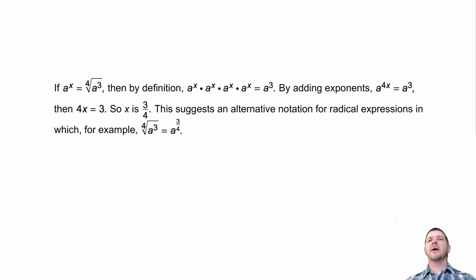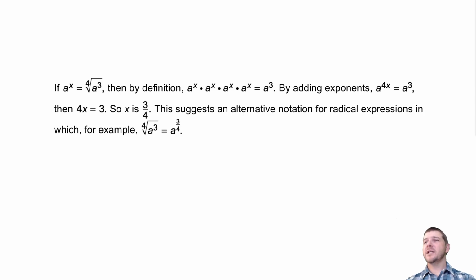If a to the x power equals the fourth root of a cubed, then by definition, a to the x times a to the x times a to the x times a to the x equals a cubed. By adding exponents, that would mean that a to the 4x equals a cubed. If that's the case, then 4x must equal 3, so x is 3/4.